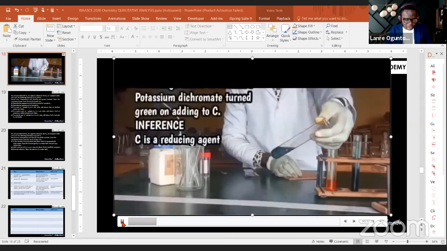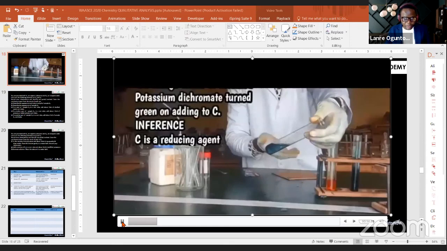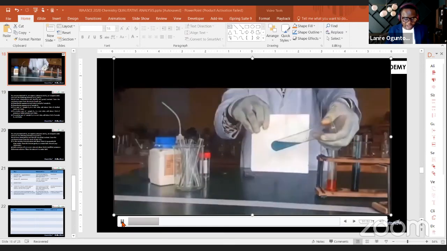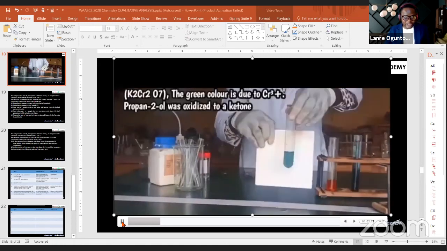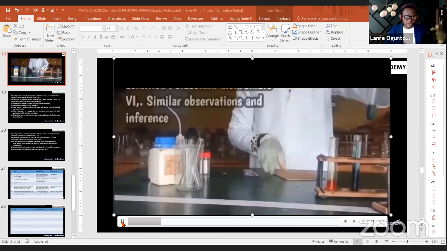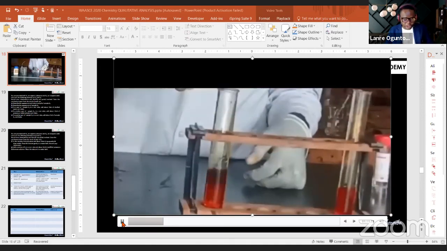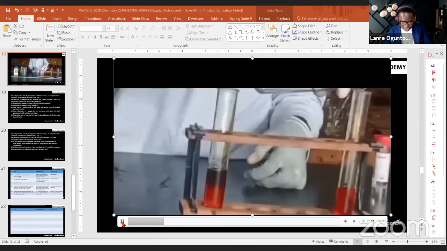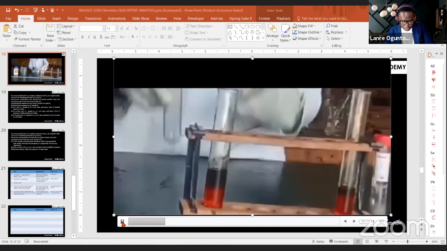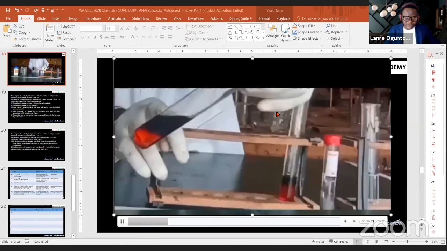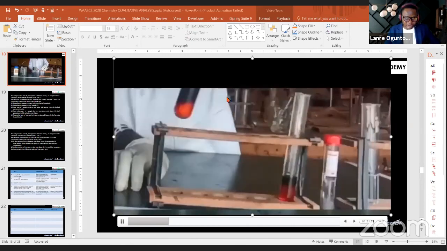Can you see the color? Okay, without even warming it, can you see the color? So your acidified potassium dichromate plus your alcohol will change the color to what? Green. Can you see this color is changing to green, from orange to green? Okay, that's your test for alcohol. Test for primary alcohol.